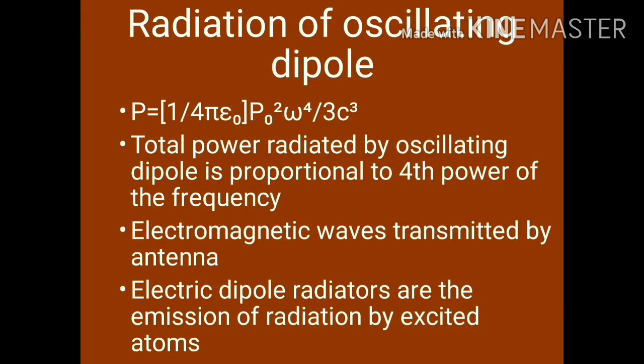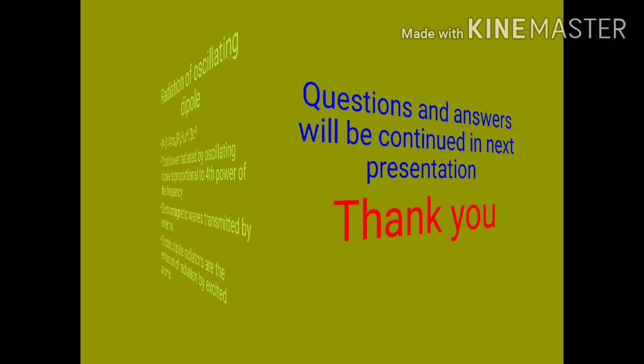Radiation of an oscillating dipole: P equals 1 divided by 4 pi epsilon naught, closing bracket, p naught squared omega to the power 4 divided by 3c cubed. The total energy radiated by an oscillating dipole is proportional to the fourth power of the frequency. Electromagnetic waves transmitted by antenna. Electric dipole radiators are the emissions of radiation by excited atoms.